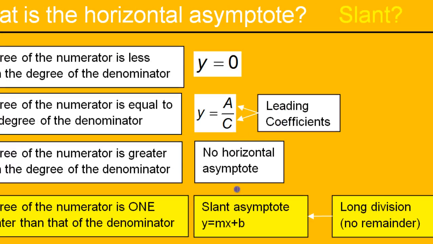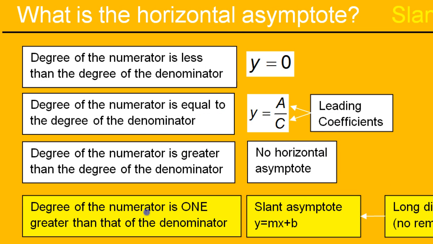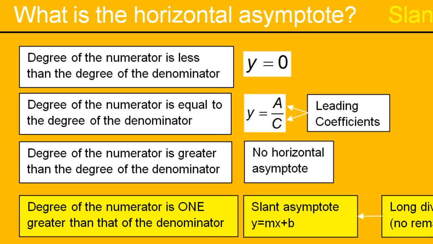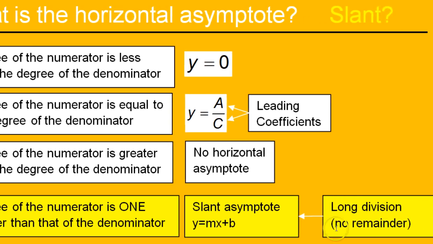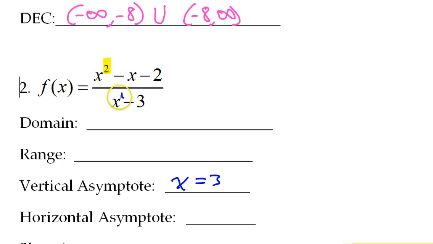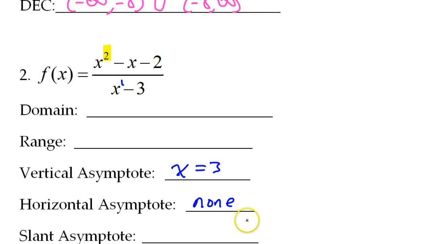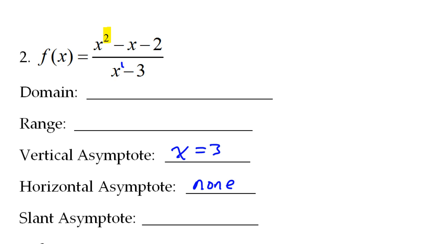Now, maybe there's a slant asymptote. That's what this yellow part is. If the degree of the numerator is 1 greater than the denominator, then there will be a slant asymptote that will be like y equals mx plus b. And we will get that slant asymptote by doing long division, ignoring the remainder. So yes, the degree is 1 higher than the denominator. So there will be no horizontal asymptote, so we can just put none. But there should be a slant asymptote, which we will find right now by doing long division.